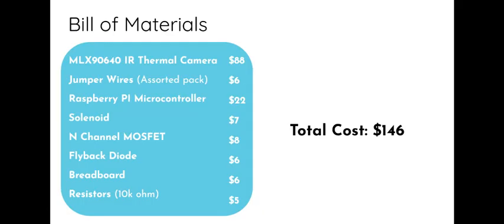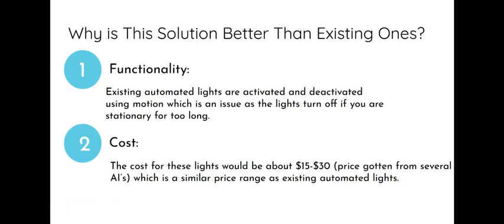So if it were to be mass produced, not only would you only get a certain amount of each component, but also because of just how things work, the more of something that you produce, the further the cost goes down. So essentially what I'm trying to say is that the cost would go down if this were to be mass produced. And this is really important because it is one of the two main reasons why the solution is better than existing ones. So the first reason is simply functionality.